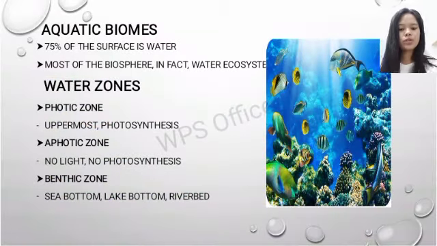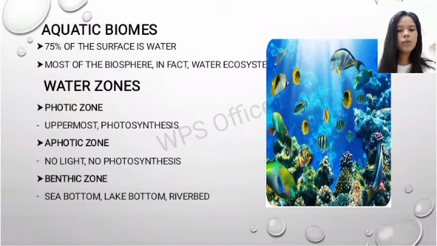Biome is divided into freshwater and marine regions. Freshwater, such as lakes and rivers, has a low salt concentration. Marine regions, such as estuaries and oceans, have a higher salt concentration. Did you know that the aquatic biome is the largest of all biomes, covering about 75% of the Earth's surface with water?